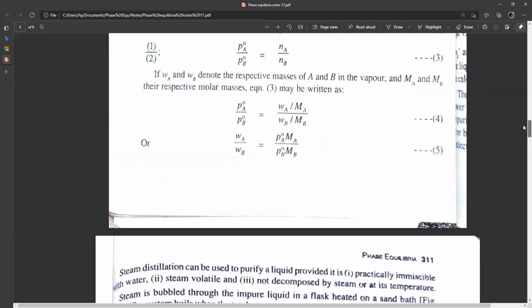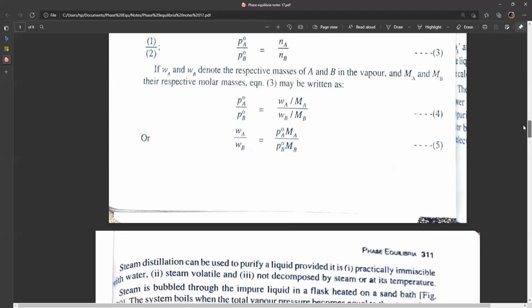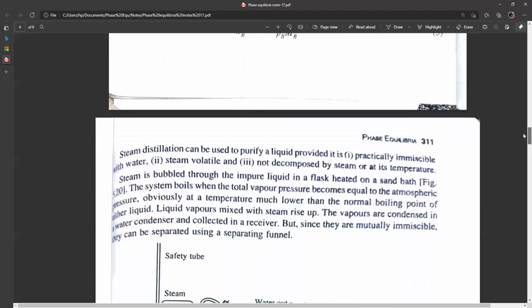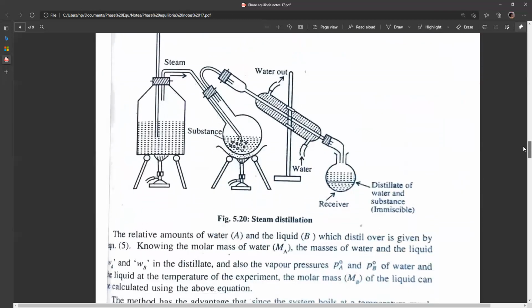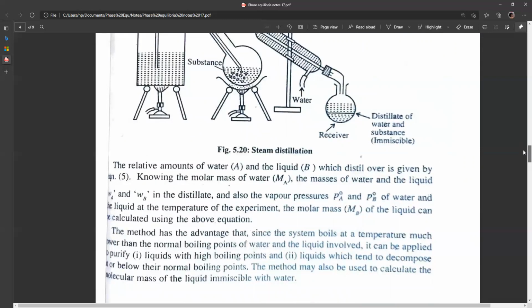Using this equation, the molar mass of the liquid which we purified can be calculated. This is also used for extracting or purifying organic liquids from natural product extracts, extracts of natural products with water or any other liquid. We can purify the organic liquids and know their molecular masses.